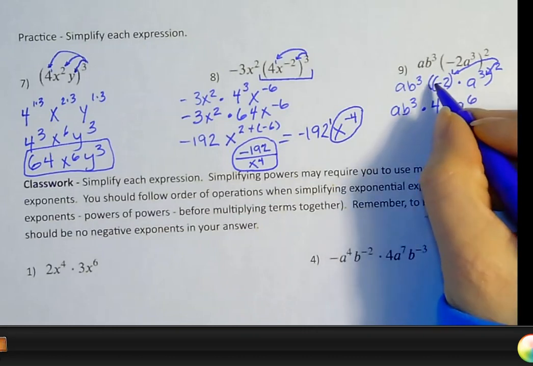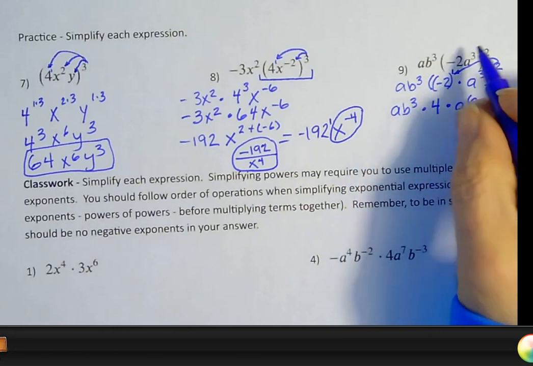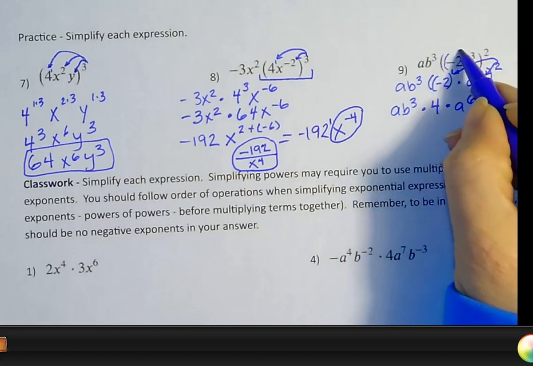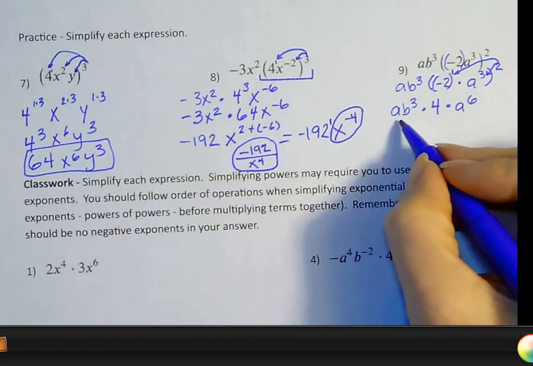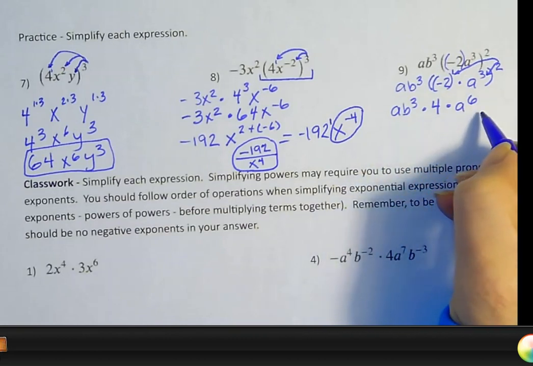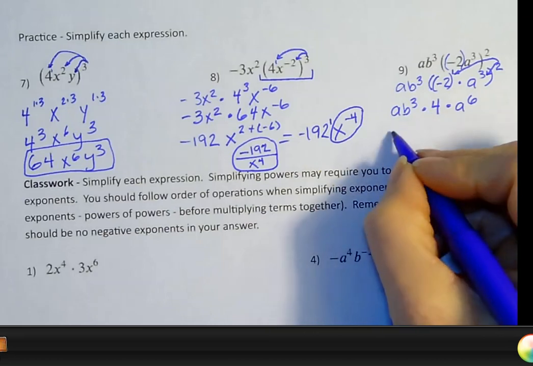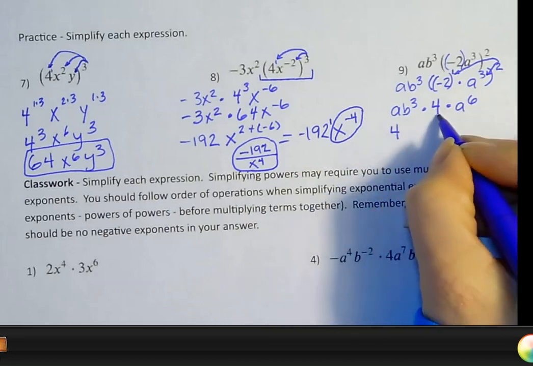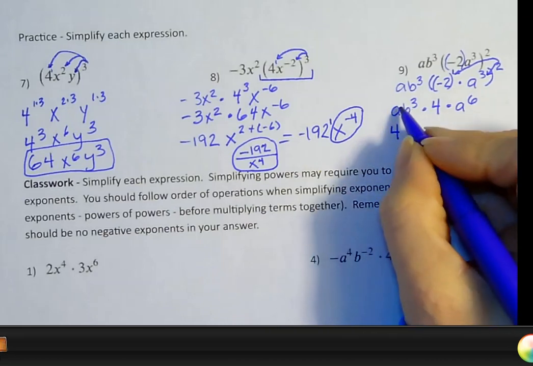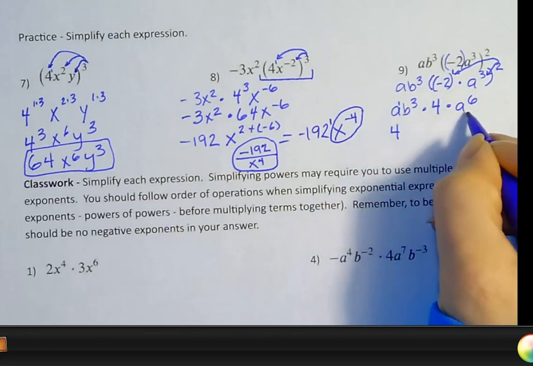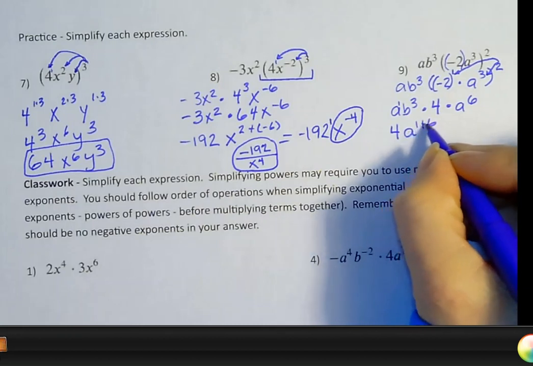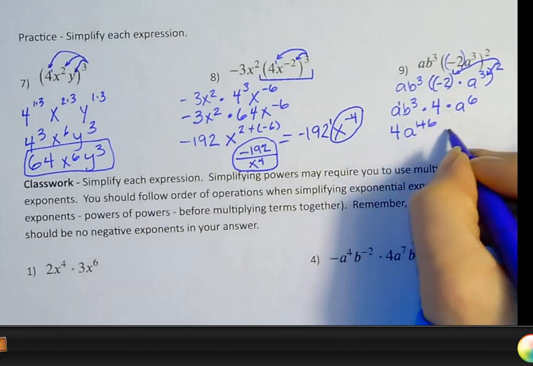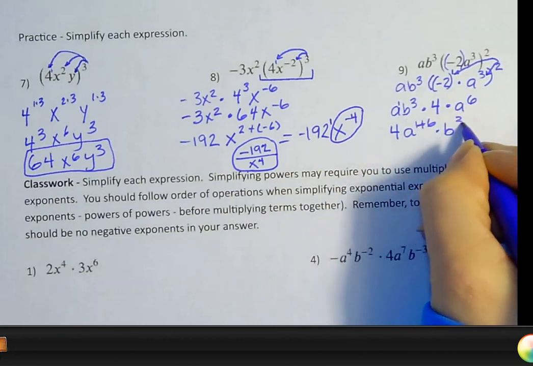Okay, rewind and watch that again. Make sure you feel comfortable with the fact that I was able to consider negative 2 as the quantity that's getting squared here. Okay, so ab cubed times 4 times a to the 6th. I'm going to put my number first since we mathematicians like that number 4 in the front. I have a to the 1 times a to the 6. That's going to be a to the 1 plus 6, right? Same base. I get to add my exponents. Times b to the third.